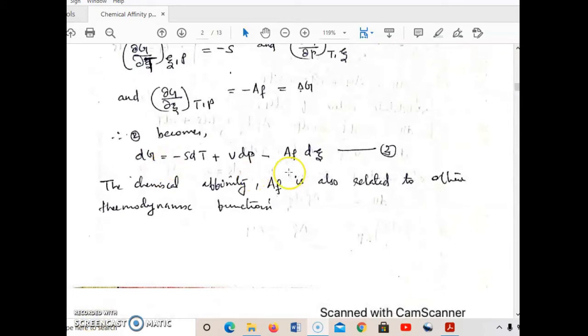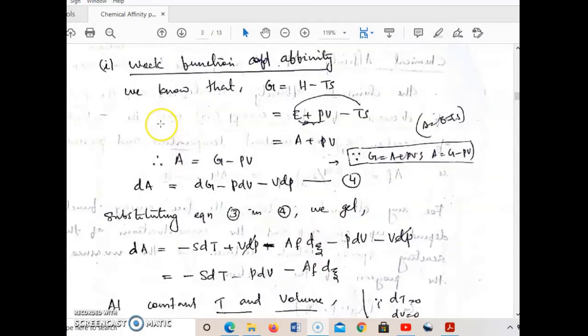So here we have found how the chemical affinity AF is related to Gibbs free energy G, right? dG is equal to minus S dT plus V dP minus AF dθ. Remember this equation. Similarly, chemical affinity AF can be related to other thermodynamic functions as well. Now let us see the relation between work function and chemical affinity. What is work function? It is nothing but Helmholtz free energy A. So we are going to see the relation between Helmholtz free energy or work function with chemical affinity.